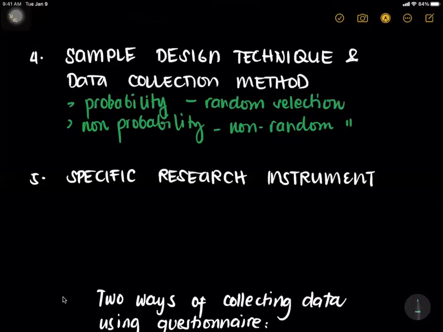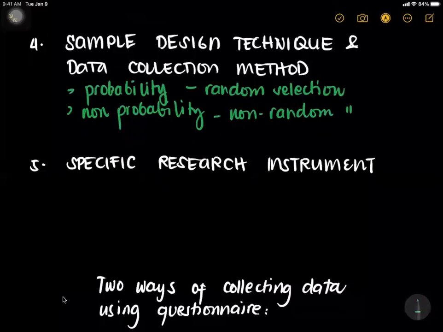The procedures necessary to correctly execute the drawing of the sample should be discussed in detail, and also included is a discussion that identifies and justifies the most appropriate research design. So for the data collection method, we also mentioned the design here. And of course, we have the last component, and this is the specific research instrument.